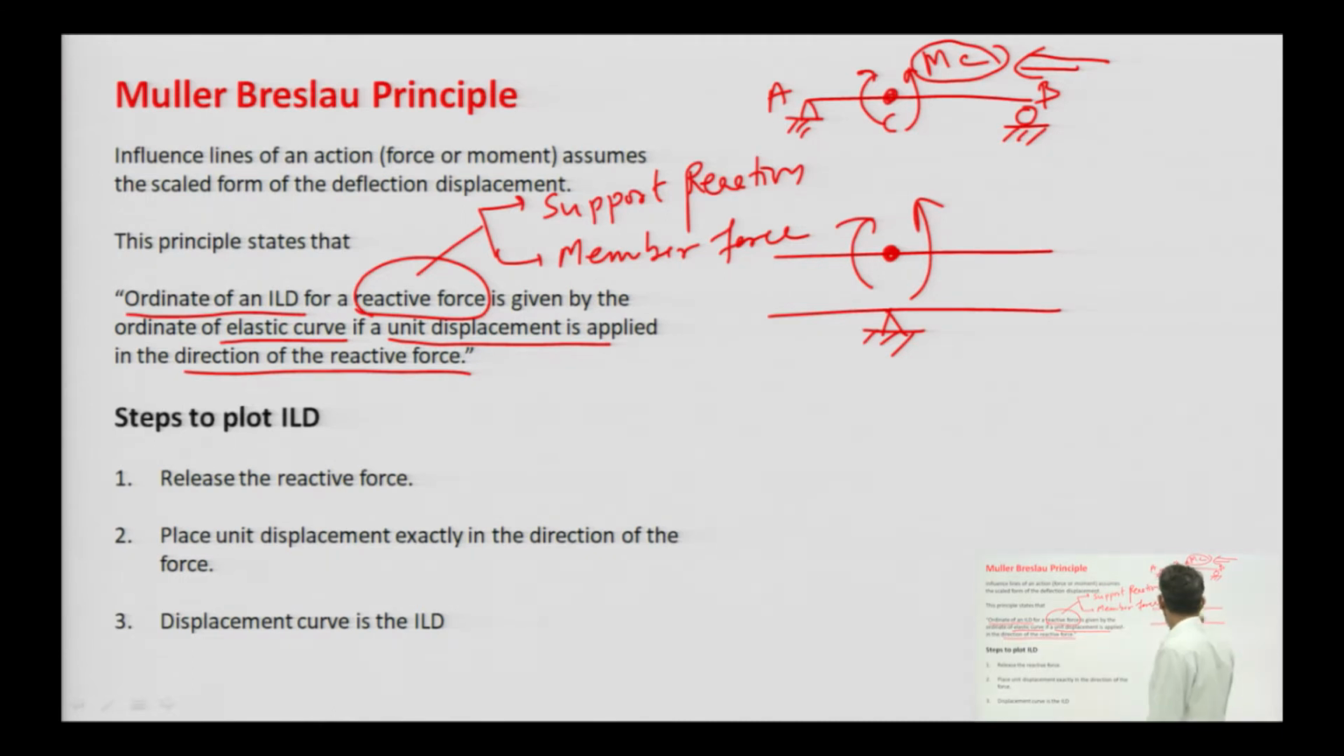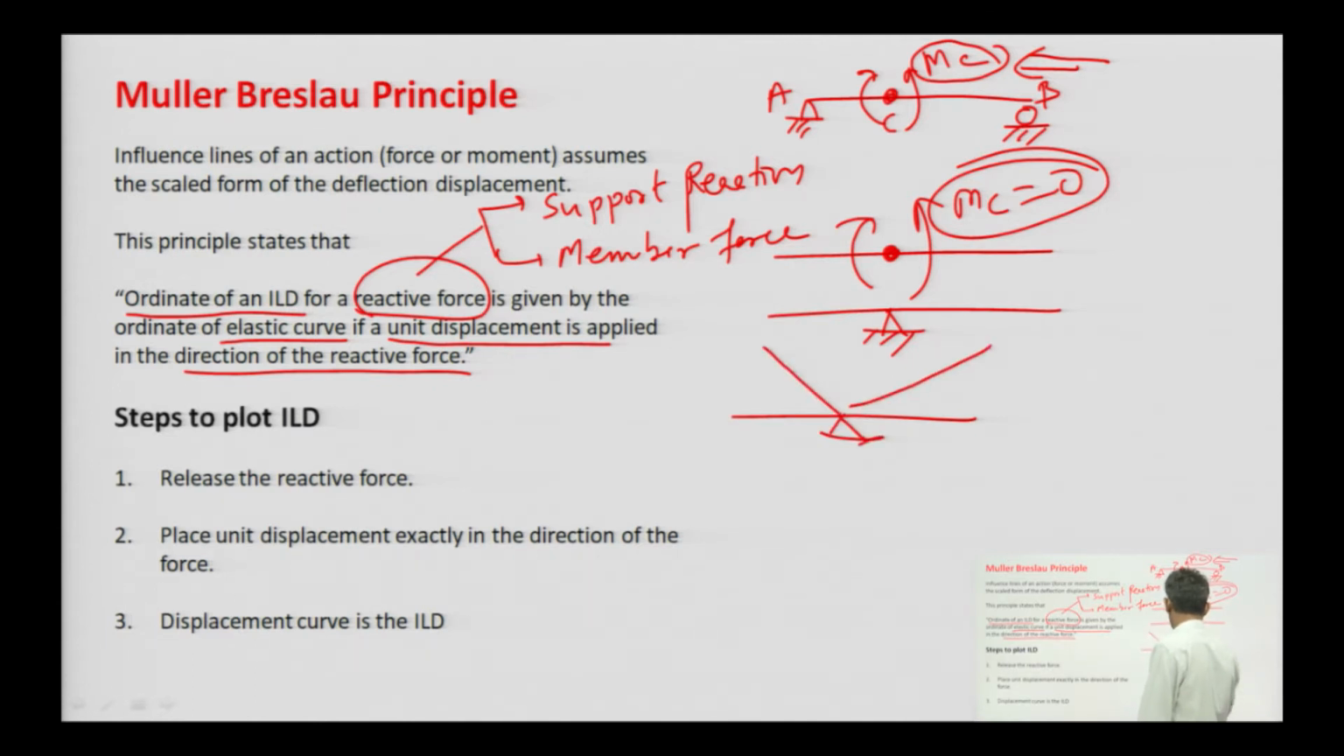What am I doing? I am releasing MC equal to 0. Then and only then you can apply the unit displacement like this one. Unit displacement, theta is equal to 1. You can provide the unit displacement as per the compatibility of the structure.